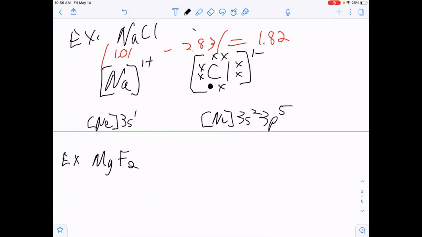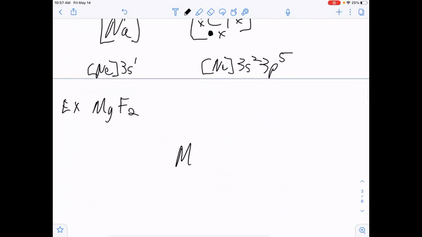let's do one more example, and then we're done with notes. So magnesium fluoride. I've got one magnesium and 2 fluorines. I put the magnesium in the center because I have fewer of them. I put the fluorines on the outside because I have more of them. So whatever element you have more of, you put around the outside. Since I got 2 fluorines, I put them on the outside. Since I have only one magnesium, I put it in the center.